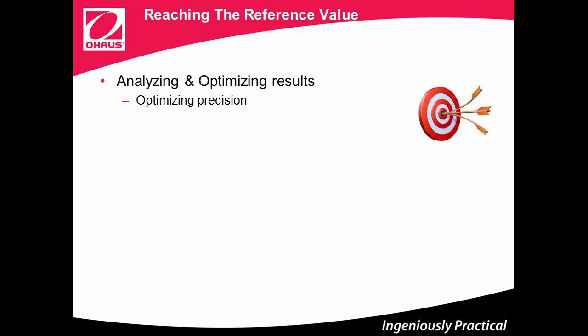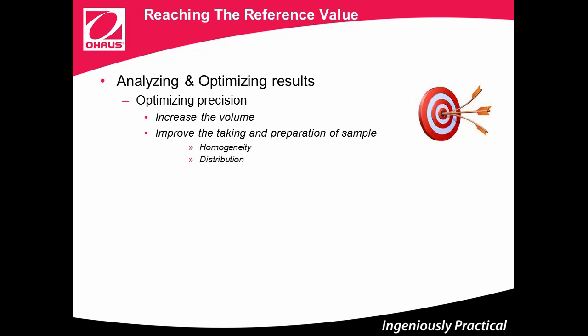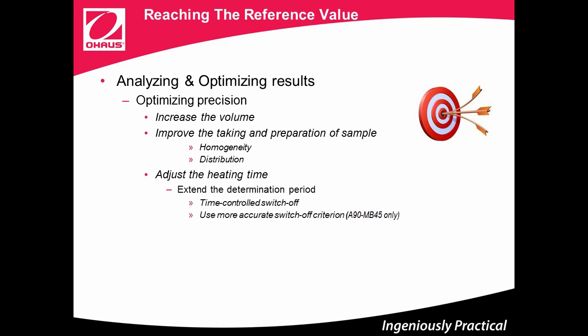To optimize precision, you can increase the sample volume, especially for samples with low moisture levels. You can improve the taking and preparation of samples. In particular, ensure a good homogeneity and even distribution of the sample. Extend the determination period by time-controlled switch-off or use more accurate switch-off criterion, A90, 1 milligram over 90 seconds.